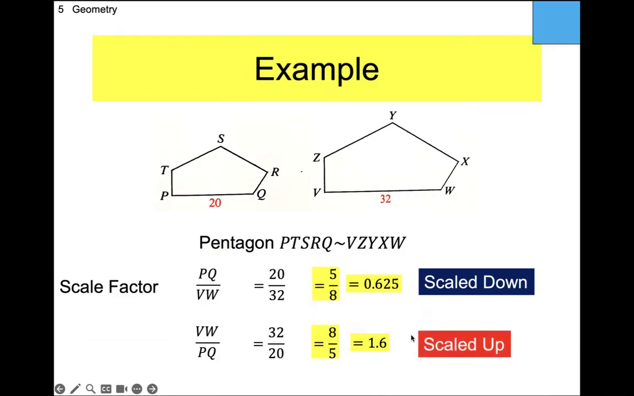All right, so it's important that you understand scale up and scale down. So once again, if you want to scale something down, make it smaller, you need to start with a ratio of the small over the large. That would give you a number that's between 0 and 1. If you want to scale something up, you start with the large side, 32. So 32 over 20 will give you a number larger than 1, and that's how you scale something up.